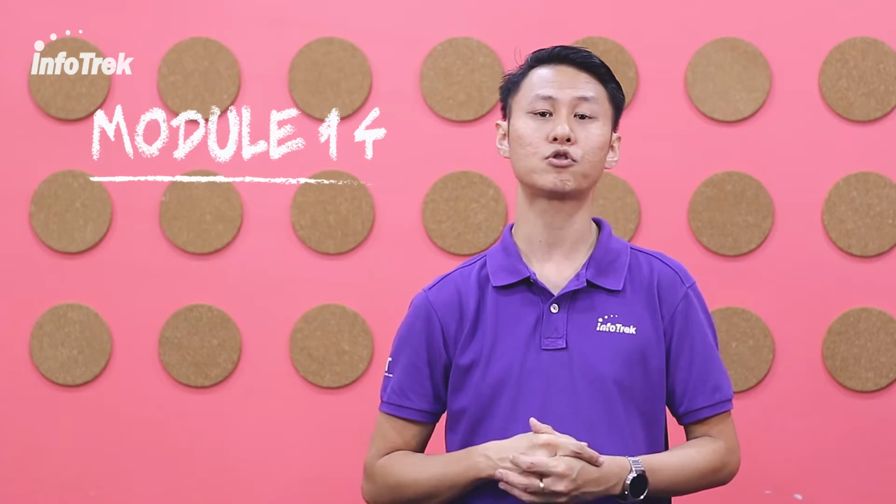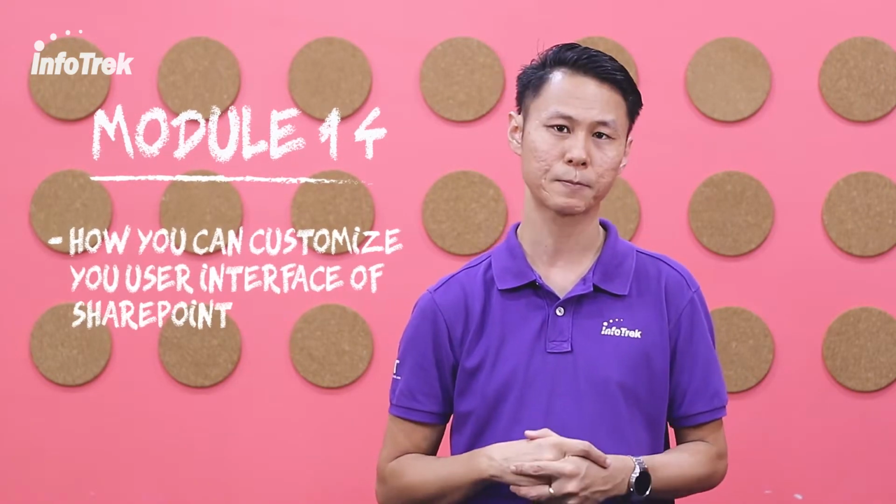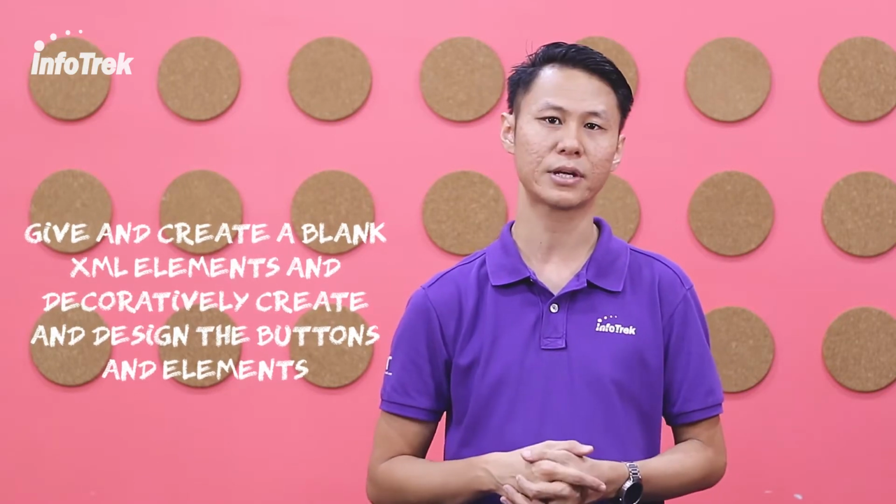Now, speaking of declarative components, module 14 will talk about how you can further customize the user interface of SharePoint. All these elements on the UI of your SharePoint, namely the ribbons, the edit control block, the right-click menus, the menu items, the buttons on the ribbon, are all created through elements.xml. So typically, you will learn how to create a blank XML element and declaratively create and design those buttons on the ribbons and all that.